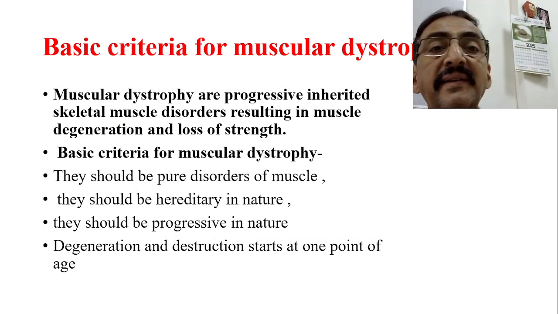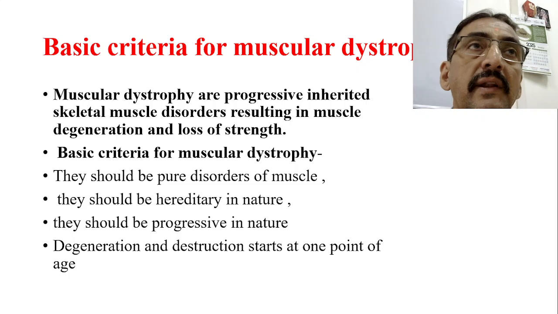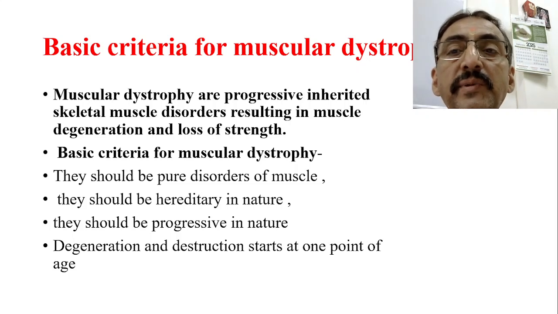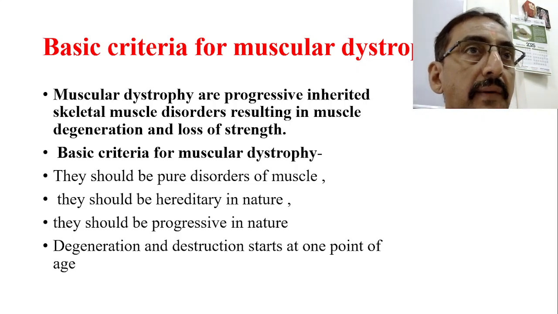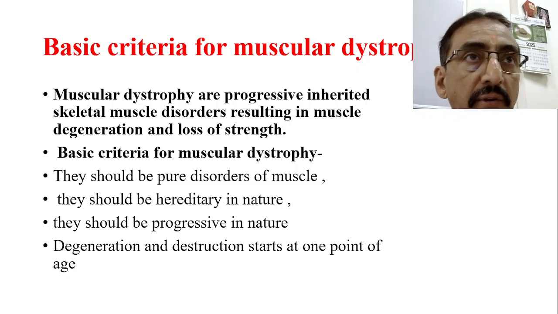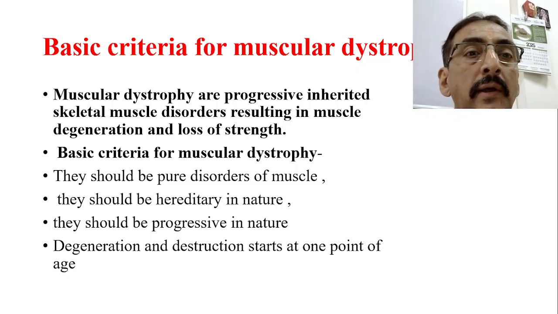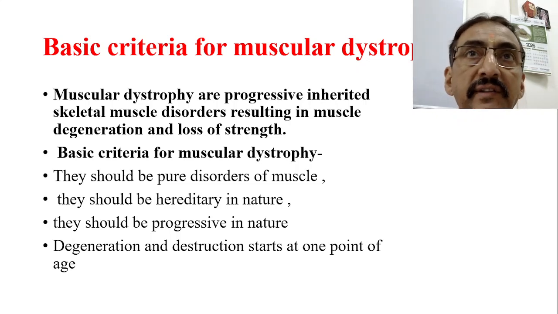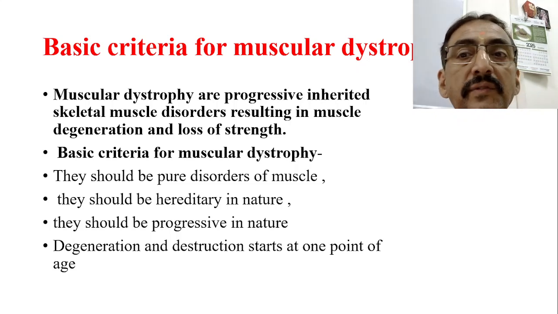Now, basic criteria for muscular dystrophy. Whenever I say muscular dystrophy, there should be some basic criteria. First, we have differentiated myopathy, neuropathy and all those things. Now the basic criteria to say yes, this is a disease of muscular dystrophy, this is a muscle disease. In the muscle disease also, this is muscular dystrophy.